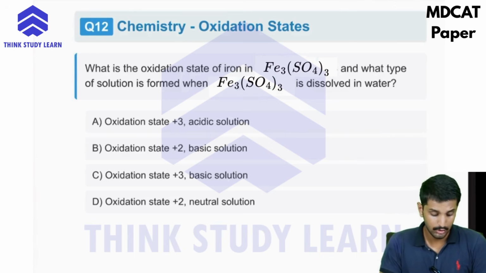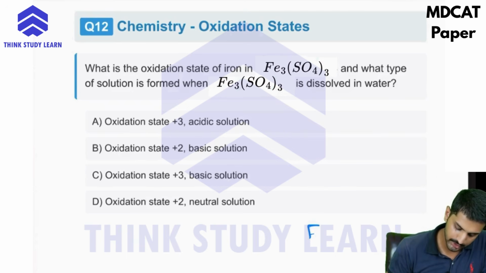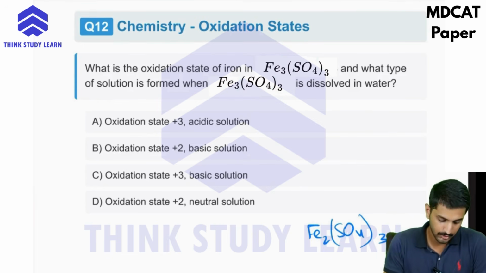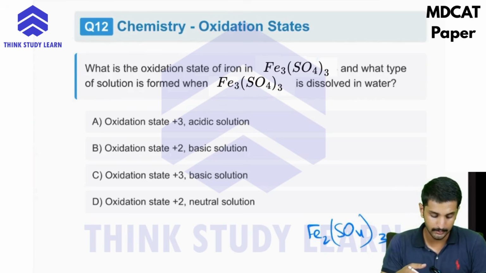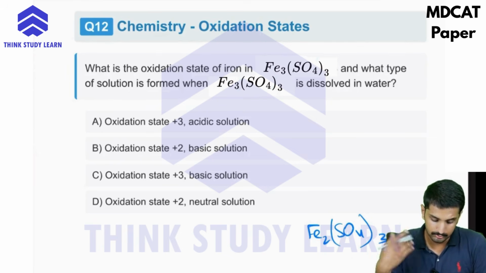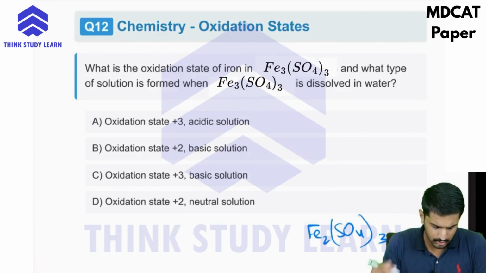Question number 12. What is the oxidation state of iron in Fe2(SO4)3, and what type of solution is formed when Fe2(SO4)3 is dissolved in water? So first of all, they have all these options, and the first column tells us the oxidation state, and the second column tells us the acidity. It's whether it's acidic or basic or neutral.